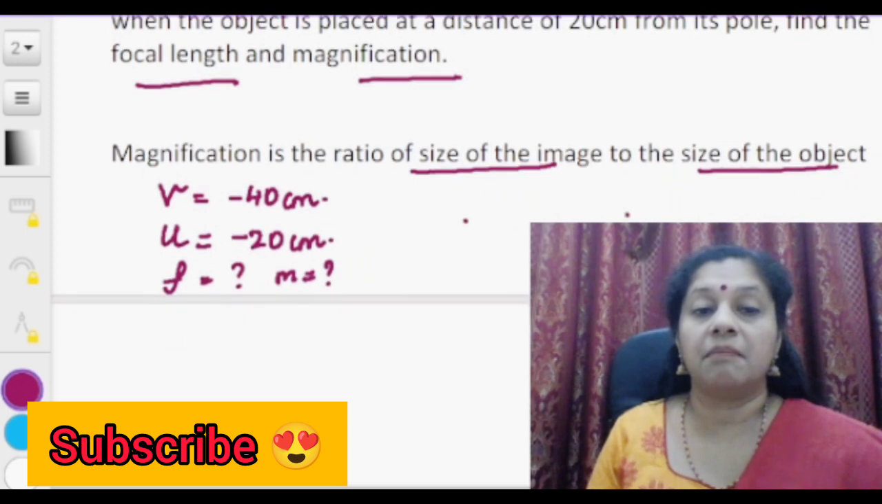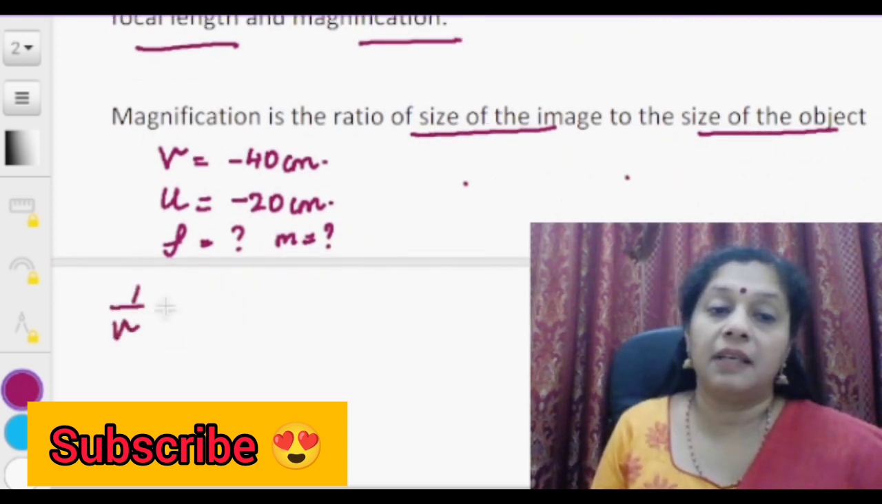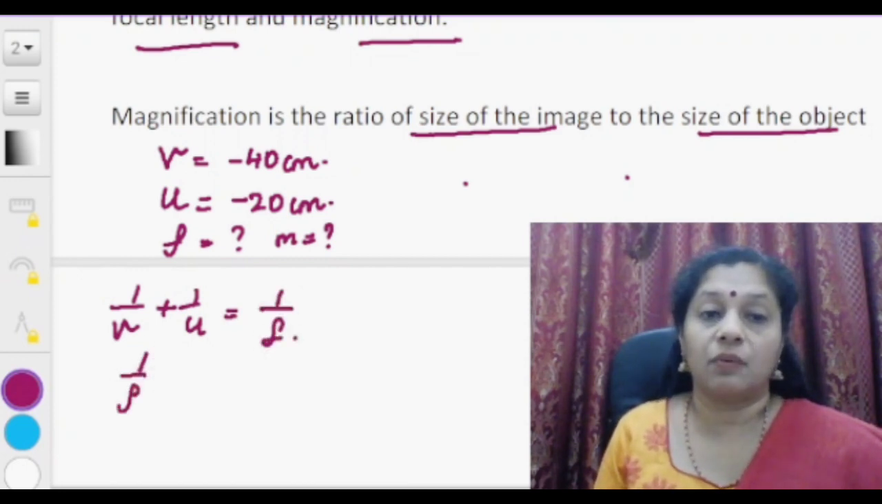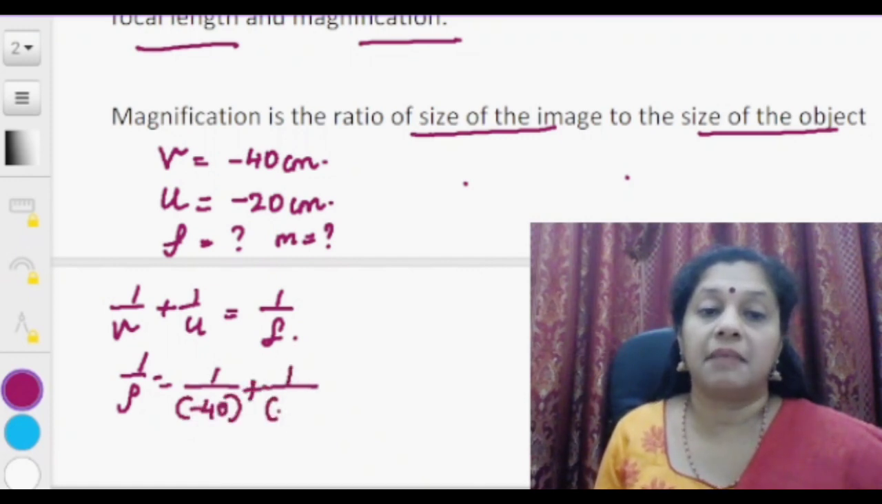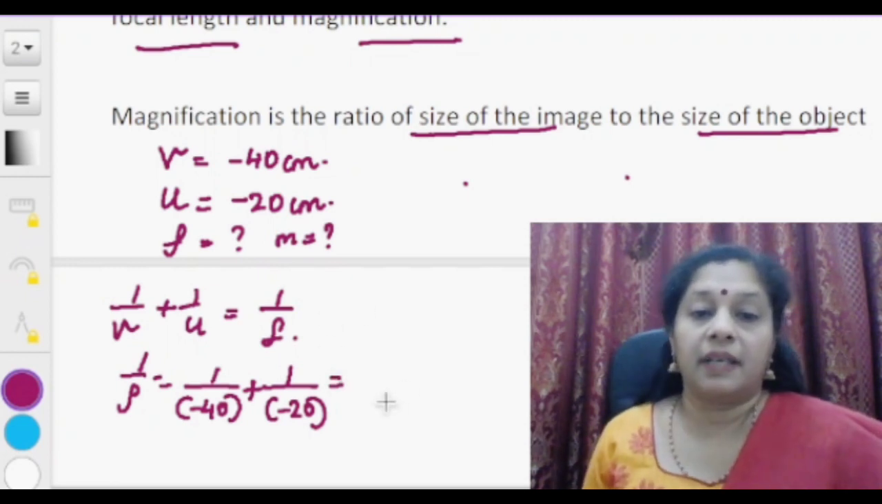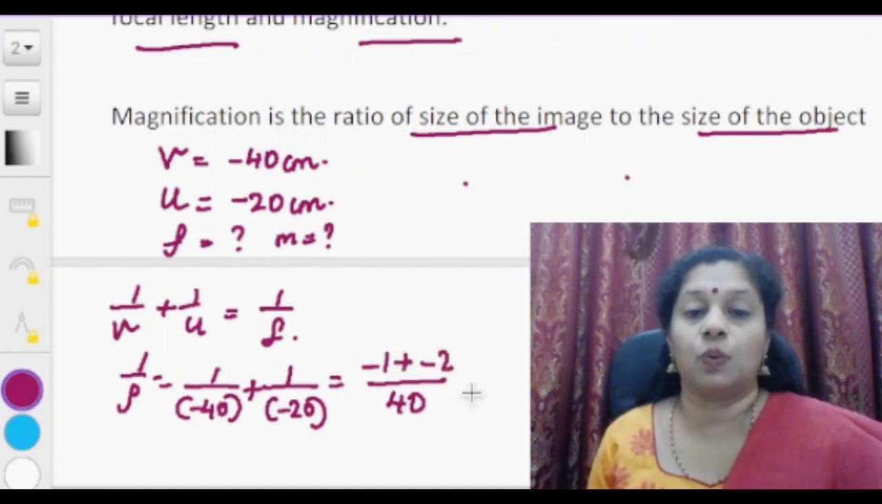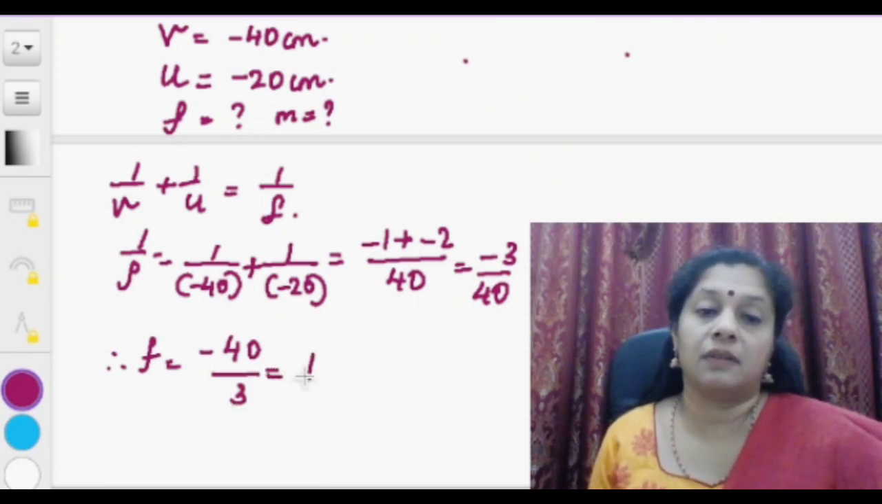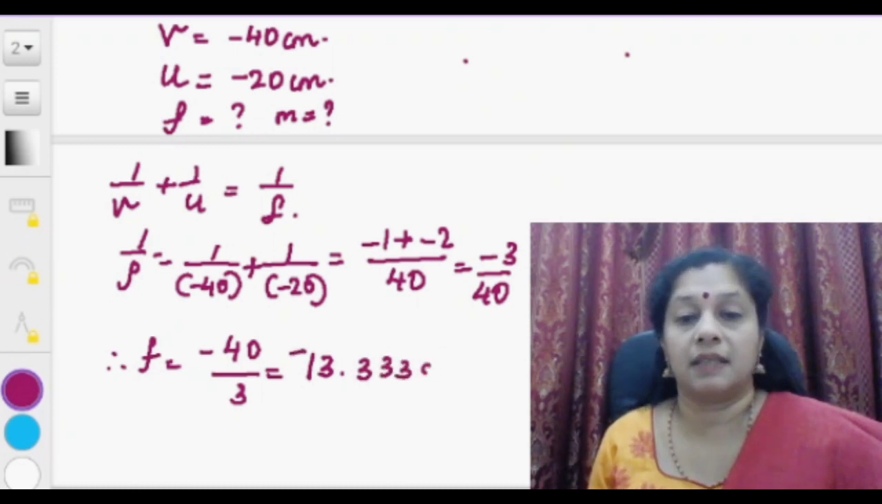So first we will use the mirror formula. 1 by V plus 1 by U is equal to 1 by F. So 1 by F is equal to 1 by minus 40 plus 1 by minus 20. If I take the LCM, it is minus 1 plus minus 2, so minus 3 by 40. So F is equal to minus 40 by 3, so 13.33 you will get.